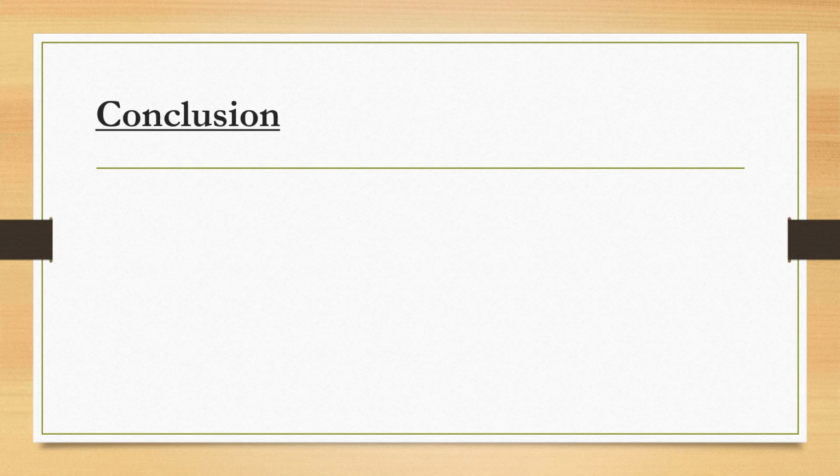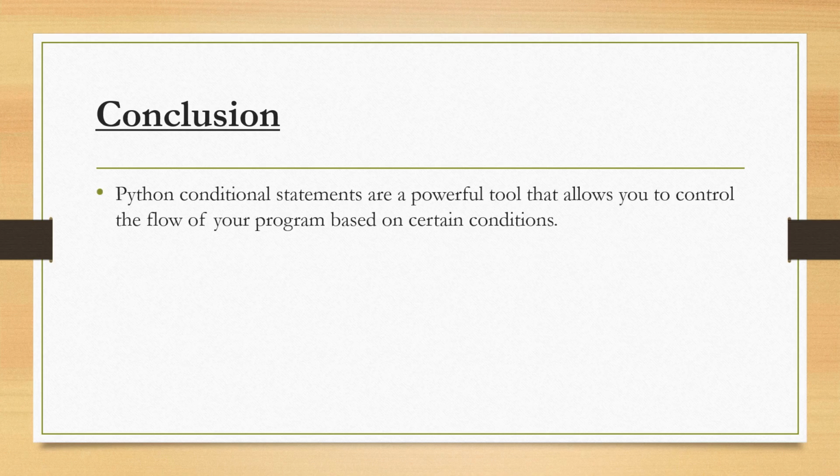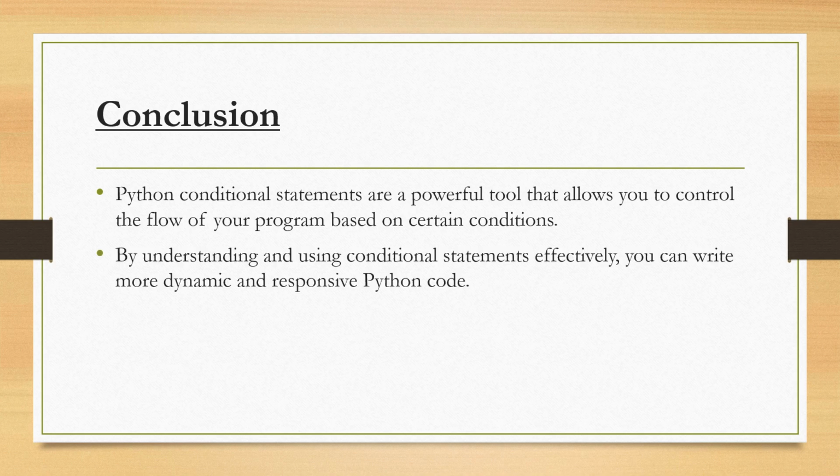Now we are going to conclude our lecture. First of all, we have seen what a conditional statement is. Then we have seen if, else, and elif, all the statements, and we have seen examples of all of them. So this is the conditional statement, and if you understand this, then you can easily write Python code which is more dynamic and responsive.